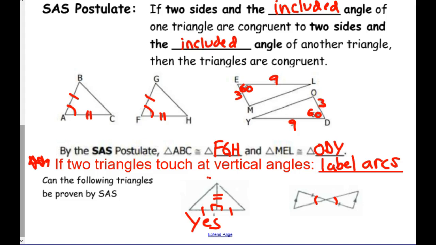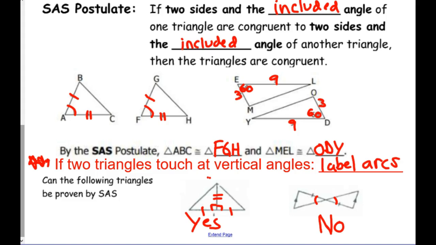So, is this side, angle, side? So check it out. I got a side, I got an angle, but that other side is not labeled. If it's not labeled, you don't randomly put it on there. Okay? So this is a no. I don't have SAS. You can only use SAS if you for sure have it labeled.